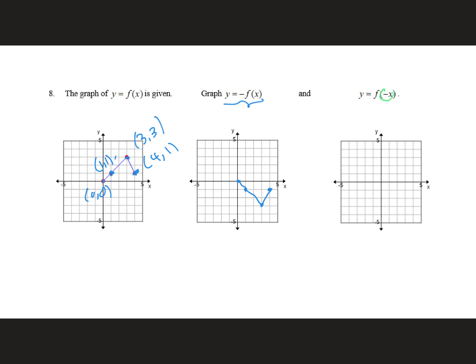Now this says to reflect it over the y-axis, meaning the x values are going to change. So 0, 0, still 0, 0, but 1, 1 becomes negative 1, 1. 3, 3 becomes negative 3, 3. And 4, 1 becomes negative 4, 1. And so this is reflected over the y-axis.